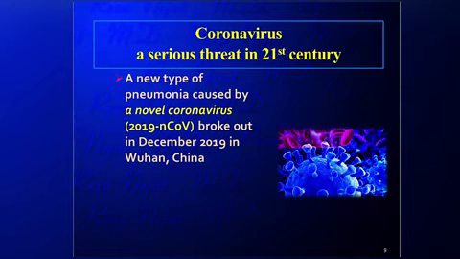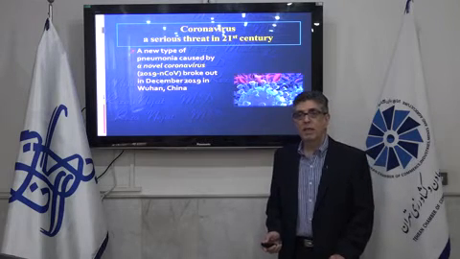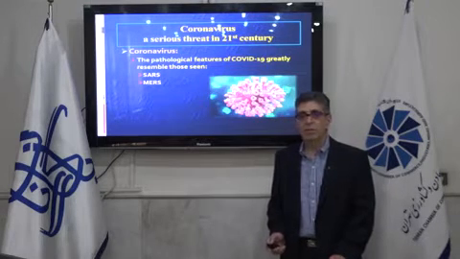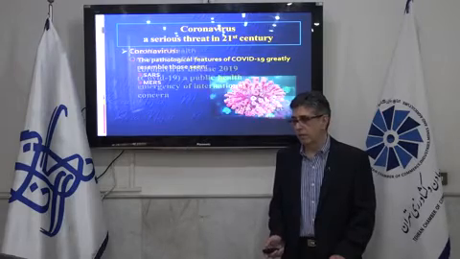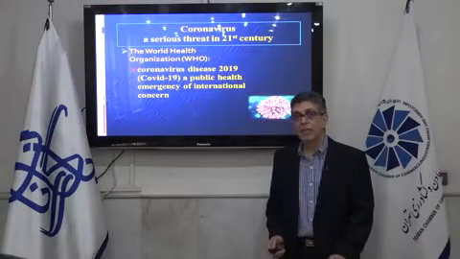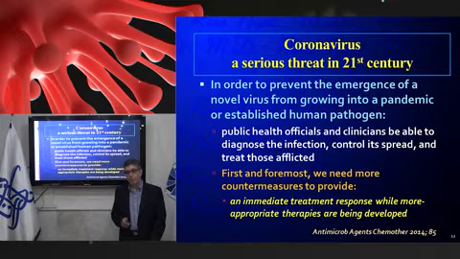In December 2019, a new pneumonia occurred in China. The responsible agent was a virus belonging to the coronavirus family. Its clinical and pathological features were very similar to SARS and MERS. For this reason, the World Health Organization called this disease COVID-19 and announced a global health emergency. To prevent this disease, we need urgent measures to bring this virus into check, with all the drugs and all the measures that we have in hand.